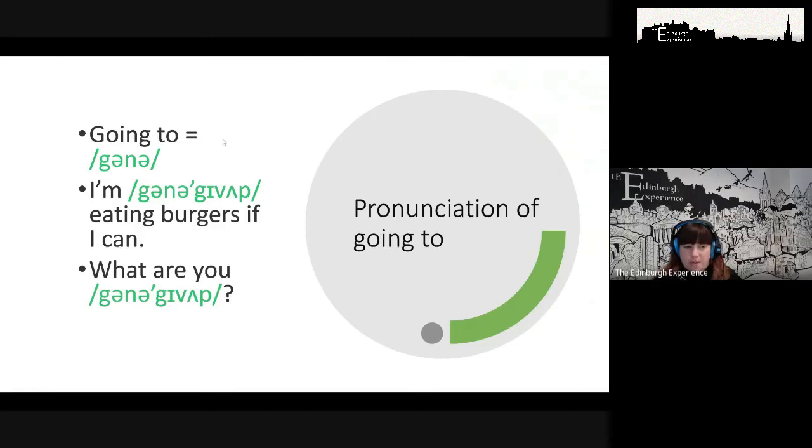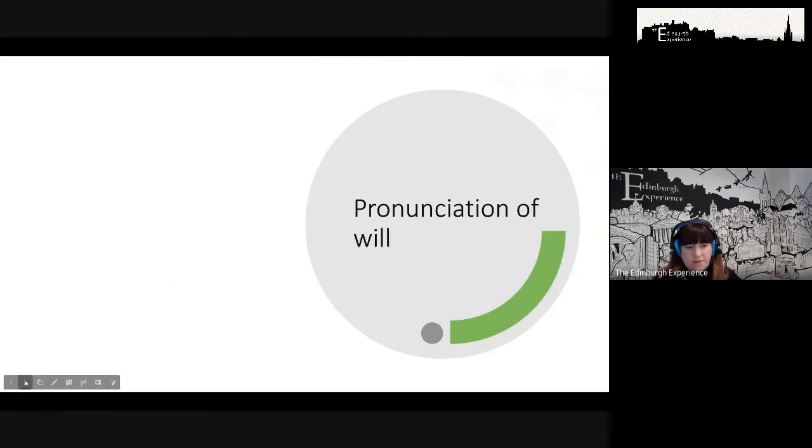Okay, you can try repeating it with me, guys. I'm going to give up eating burgers if I can. What are you going to give up? Okay, so we want to be sure that we're using this form of pronunciation. And the other one, which is important, is how we're pronouncing will. So I've given you lots of alternatives in a first conditional structure to will, but will is an incredibly commonly used one. Yeah, you'll still be using it a lot if you're making these structures, and of course in general.